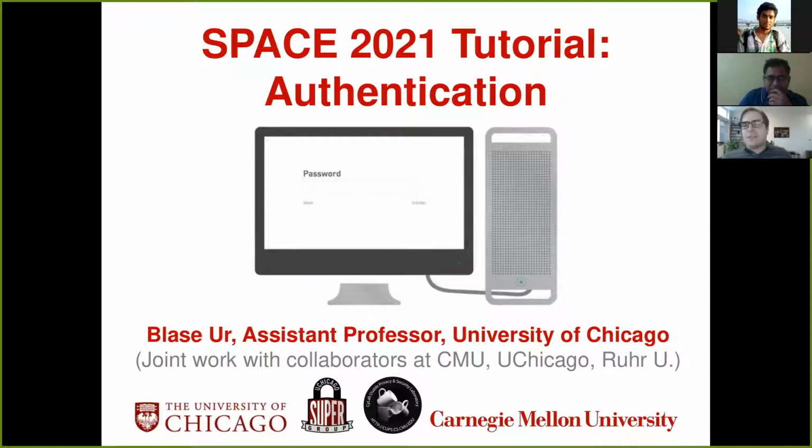Awesome. The way I structured this presentation is I'll start off talking a little bit about how we think about evaluating authentication systems. Specifically, we'll talk about some frameworks that others have proposed that I think are really useful, and how we think about attacks on authentication systems.